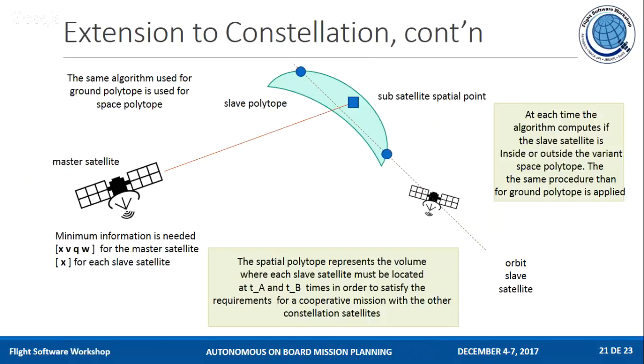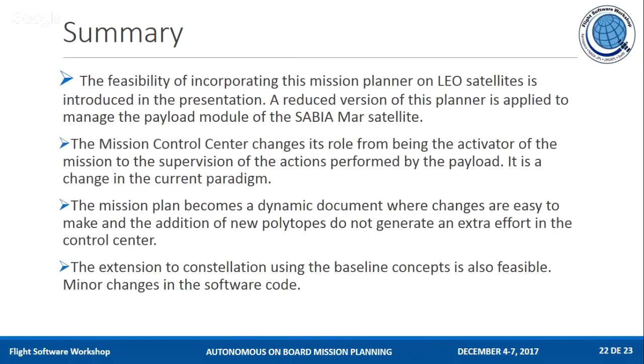I forgot to mention that this planner is already on board of the computer for SAVIAMAR in the payload section. It is the baseline for working with the camera. We try to avoid the amount of time-tagged commands, because as Gaston explained, our contact time from the ground station that is in the center of the country is very small. So we plan to have only the task of monitoring the automatism of the satellite. The extension to constellation is for the next mission, which is a constellation of four satellites. Next slide, please. Summary.